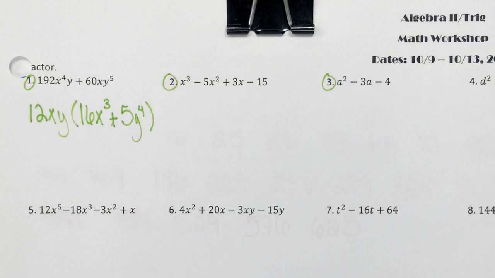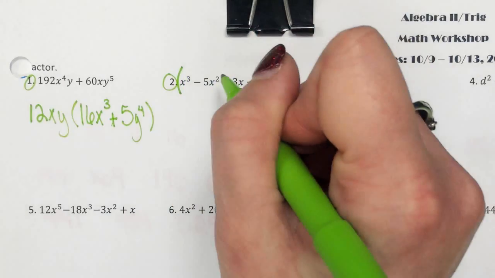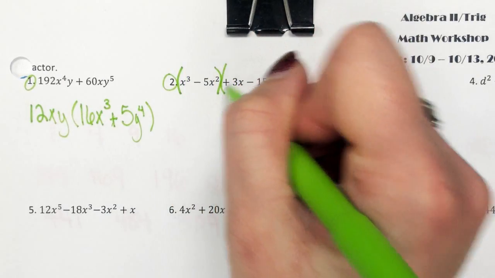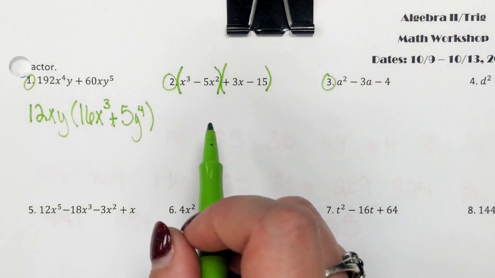All right, what about number 2? How many terms does number 2 have? 4. So what do I have to do? Do 2 at a time. Do you remember what it was called? Start with a G. Grouping. There you go. Look at you go.